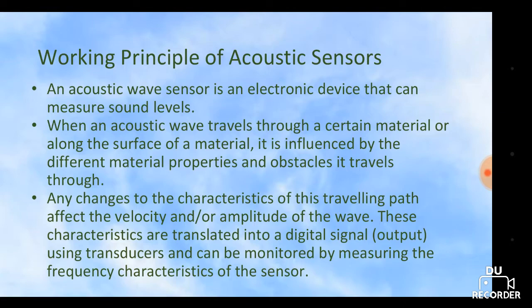Working principle of acoustic sensors. An acoustic wave sensor is an electronic device that can measure sound levels. When an acoustic wave travels through a certain material, it is influenced by the different material properties and obstacles it travels through. Any changes to the characteristics of this traveling path will affect velocity and amplitude of the wave. These characteristics are translated into digital signal using transducers and can be monitored by measuring the frequency characteristics of the sensor.